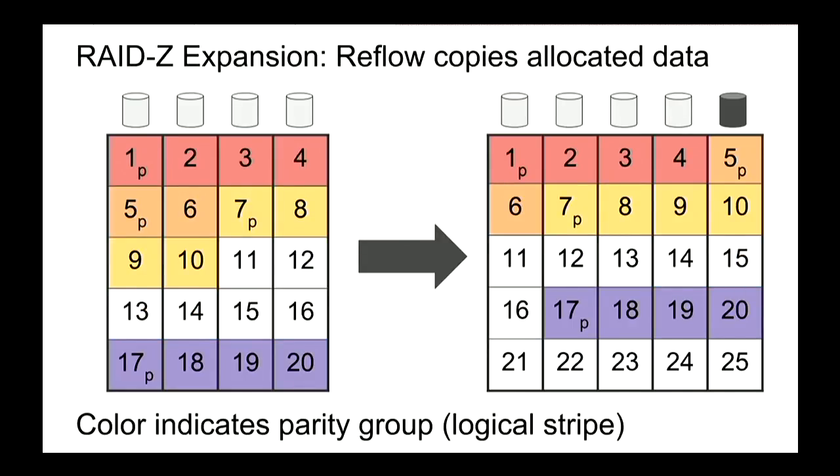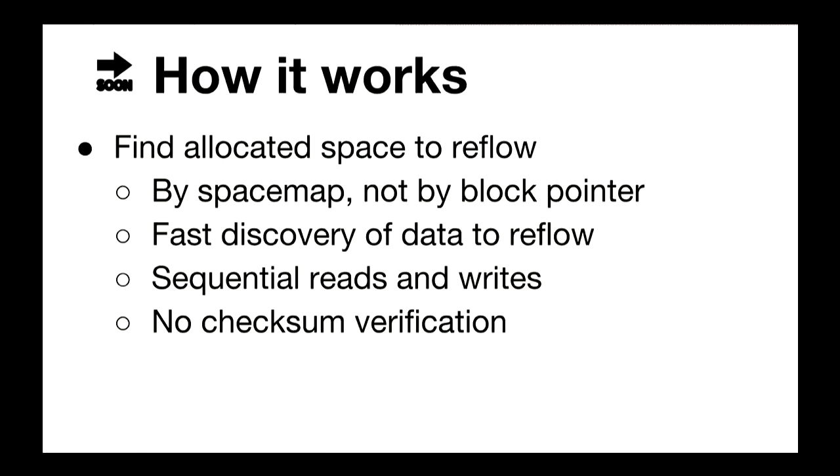And with RAID-Z, obviously we know what data is allocated and freed, so we don't need to actually move the unallocated data. We're going to find the allocated space using the space map, just like in the device removal case. So you have similar implications. We find the data sequentially, so this goes as sequential as possible. And in this case, both the reads and the writes are as sequential as possible, because we aren't allocating new space for the writes. The new locations of the writes are determined statically.